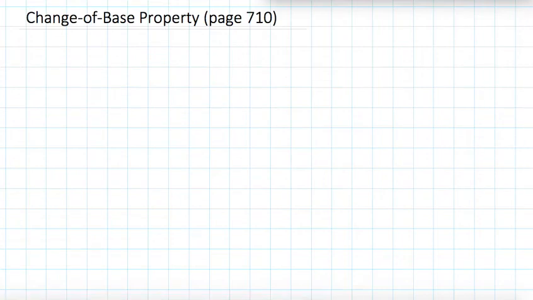This is on page 710. It's called the change of base property. And this is something that allows us to evaluate logarithms with bases other than 10 and e using a calculator.